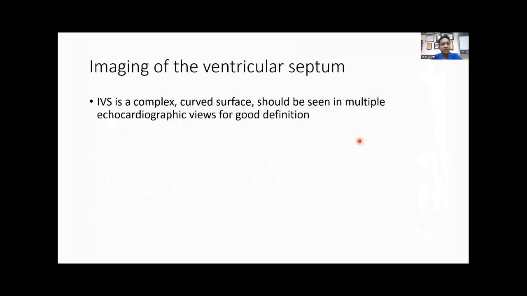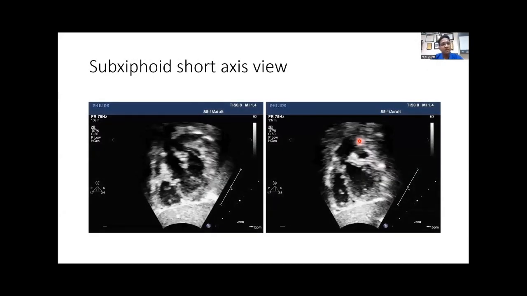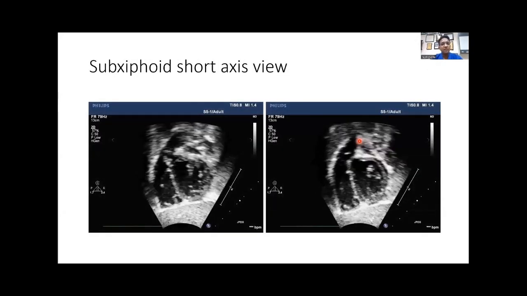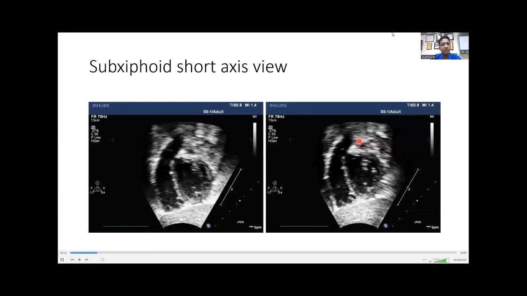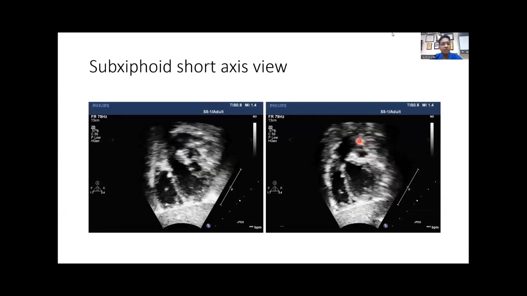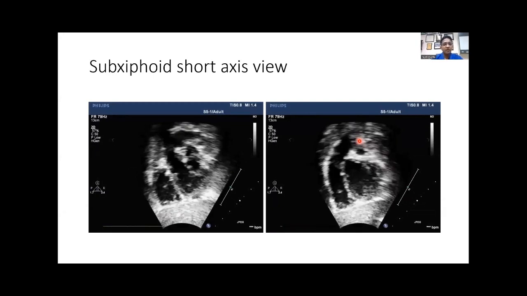So the interventricular septum, as we said, is complex anatomically. It is a curved surface and should be seen from multiple echocardiographic views for good definition. We always start with the subxiphoid view. A subxiphoid view gives us a good anatomical view of the interventricular septum and its different parts. The subxiphoid short axis view is imaged first, and we can see in the cine on the left side the interventricular septum is shown.